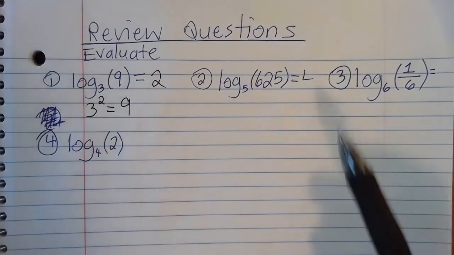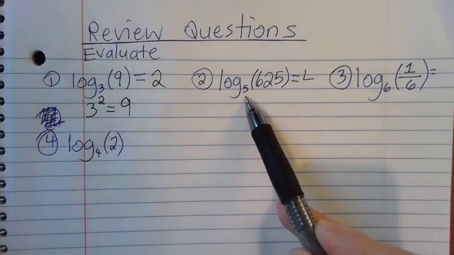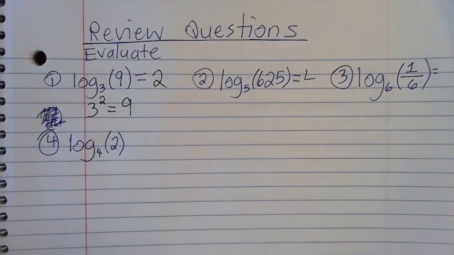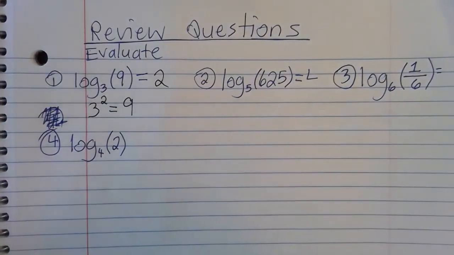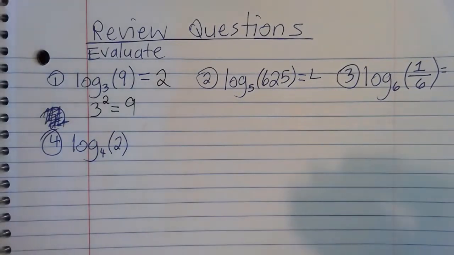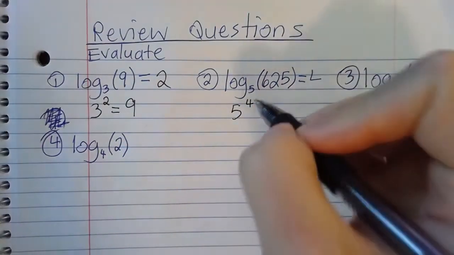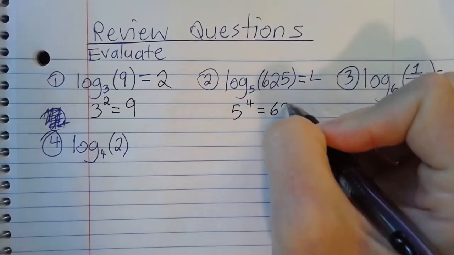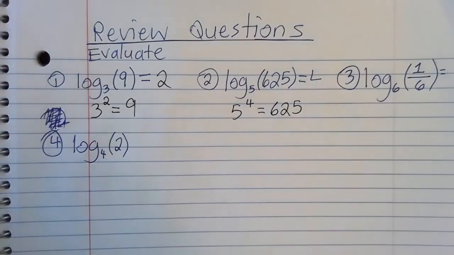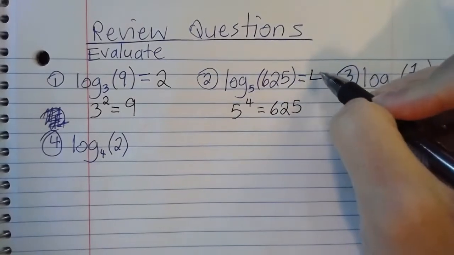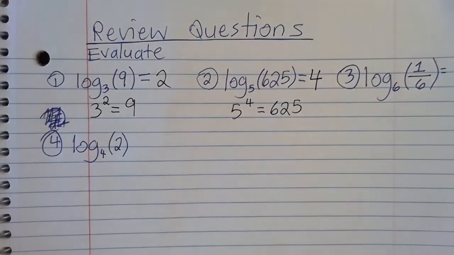In number 2, we're looking at log base 5 to some power is going to be equal to 625. Now, that's a large number, and you might need a calculator to help you, but you would eventually figure out that 5 to the fourth power is equal to 625. That means that 5 to the fourth power is 625, and log base 5 of 625 is equal to 4.